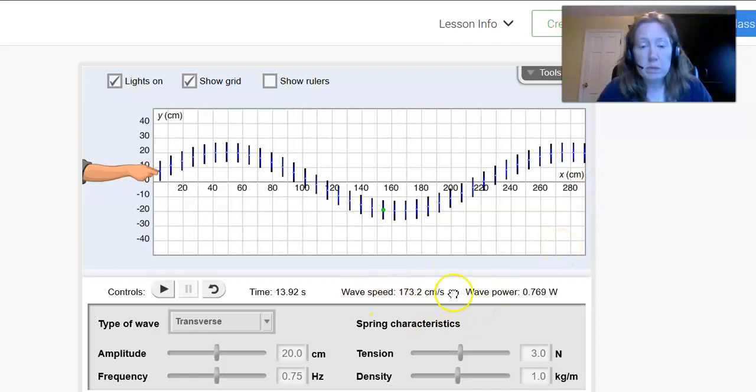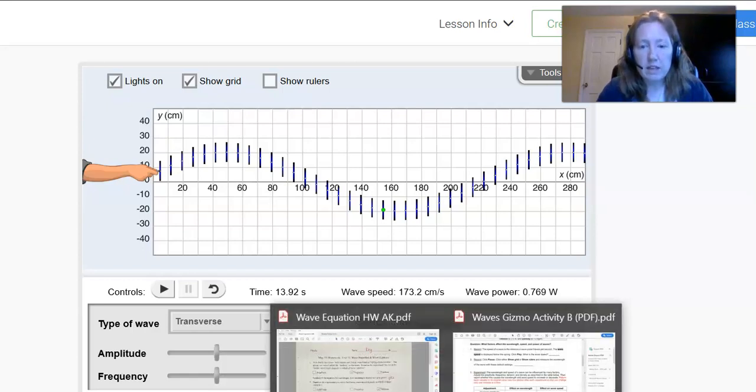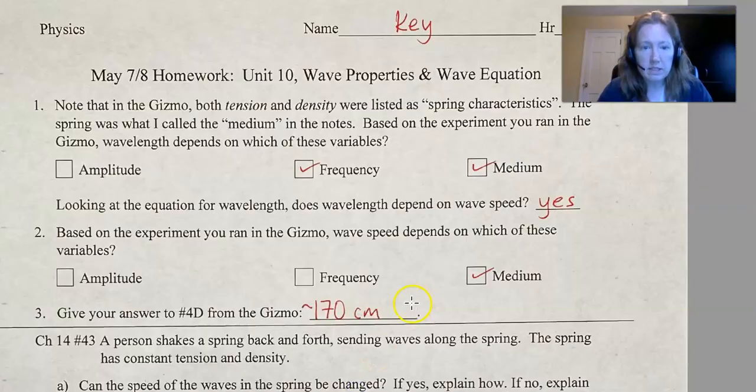And then for wave speed, it's this number right here. That only should have changed when you changed tension and density. It didn't change with frequency. It didn't change with amplitude. That's wave speed I'm talking about. Okay, nothing changed with amplitude. Amplitude didn't change a darn thing. Okay, all right. So then let's go back to this.